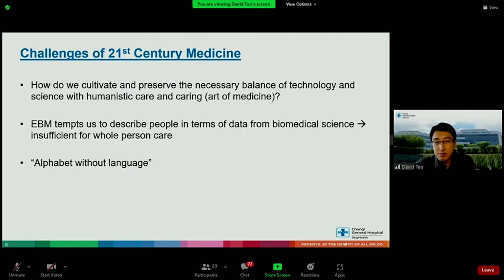So really, evidence-based medicine alone cannot be the full and holistic practice of medicine. It can be said that EBM is like the alphabet. But without the art of medicine, we don't have the language. And if we have alphabets without language, we can't really communicate and be on the same page with our patients.